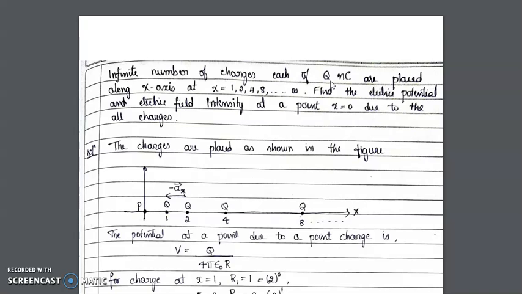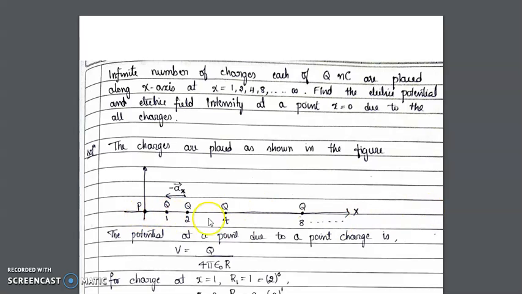When x is equal to 1, the first charge is placed. At x is equal to 2, the second charge is placed. At x is equal to 4, the third charge. Similarly, at x is equal to 8, the fourth charge, and so on till infinity. Now we have to find the electric potential due to all these infinite charges on the x is equal to 0 plane.